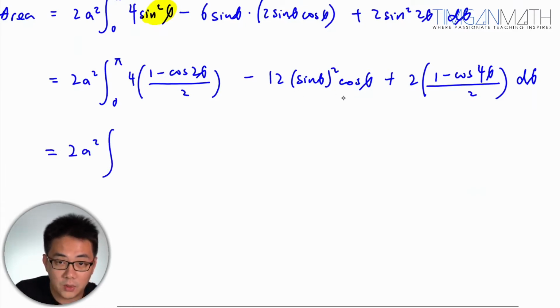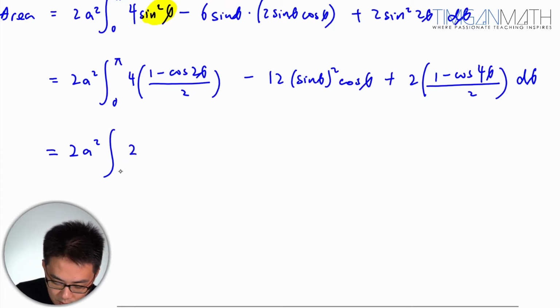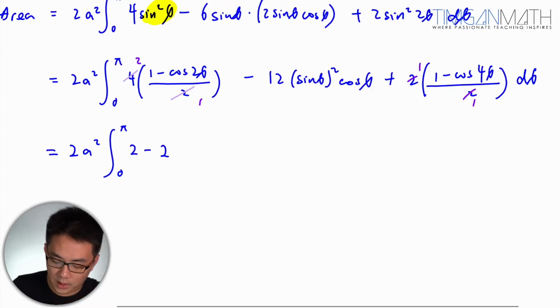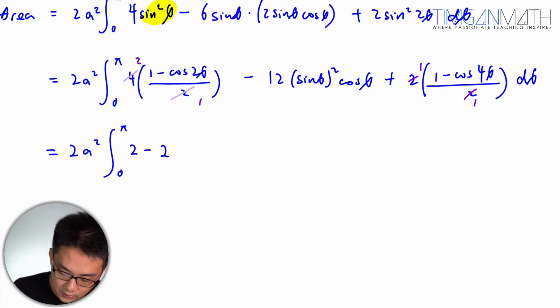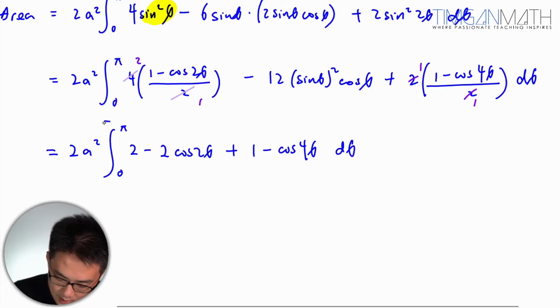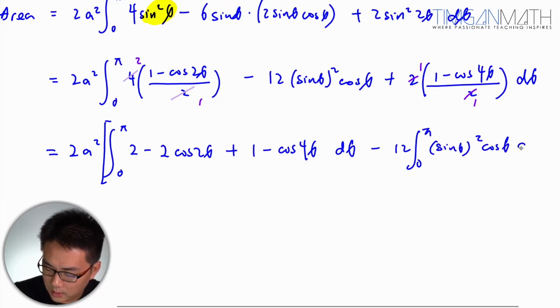Okay, so this part should be quite okay. I'm just going to bring this to the other side and this will cancel away. So this will leave 2 minus 2 cosine theta, so we'll cancel this away, right? So multiplying 2 in, we get 2 cosine 2 theta plus 1 minus cosine 4 theta d theta. I could just split this to minus 12, integral from 0 to pi of sine square theta cosine theta d theta.